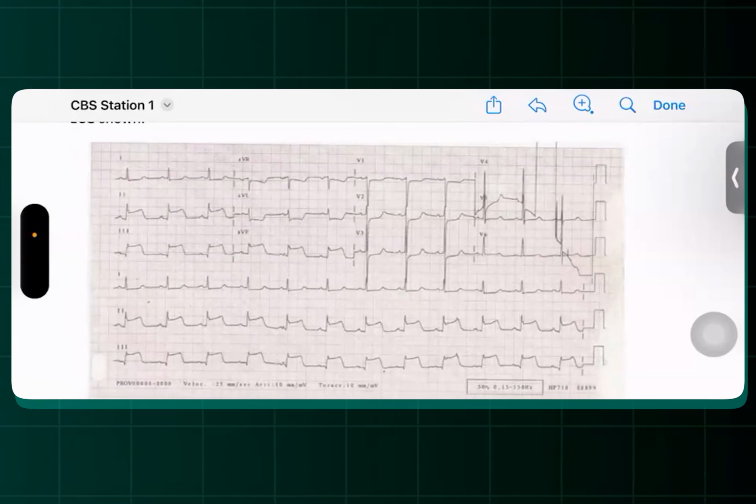Inferior wall ST elevation MI with reciprocal changes in the anterior chest leads. Okay, this is suggestive of acute coronary syndrome. So basically, when you describe an ECG, you tell that this ECG looks like a sinus rhythm with ST elevations in leads 2, 3, aVF, along with reciprocal ST depressions in the anterior leads. So, hence the diagnosis is acute inferior wall STEMI. So this is how we reach the diagnosis.